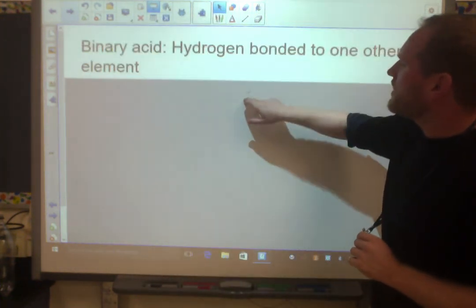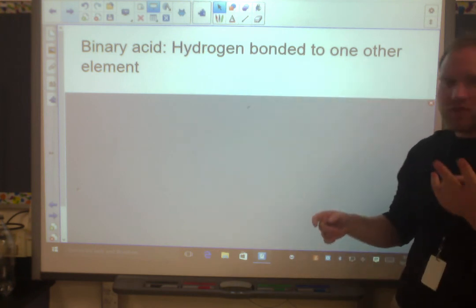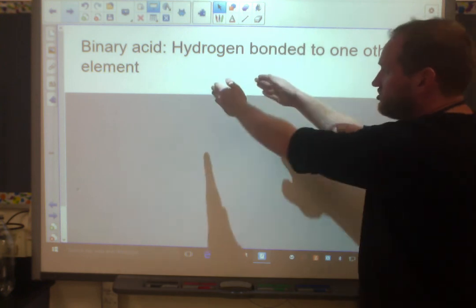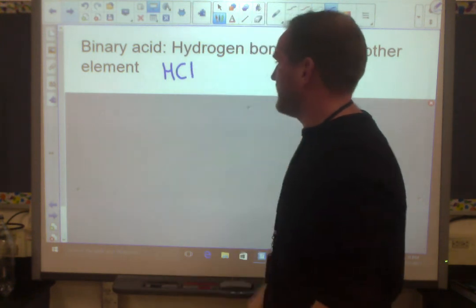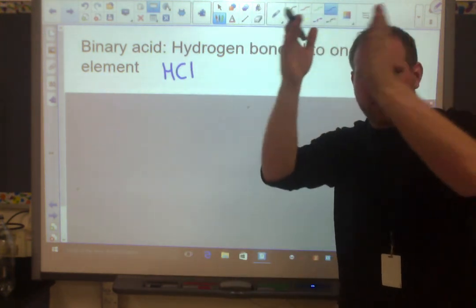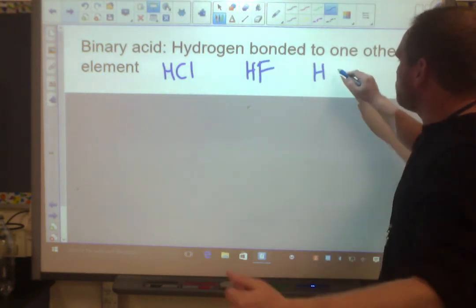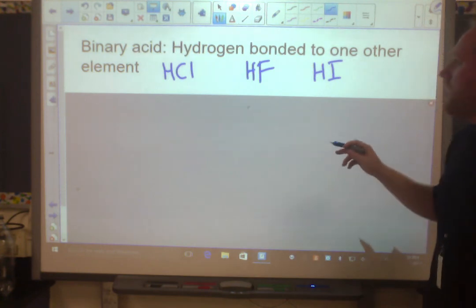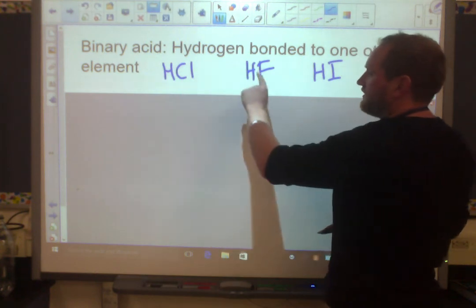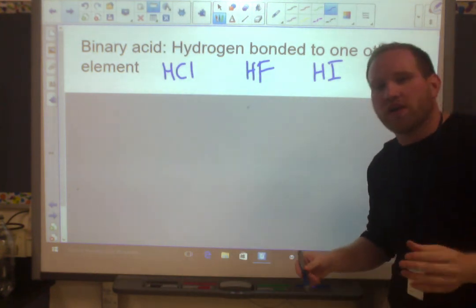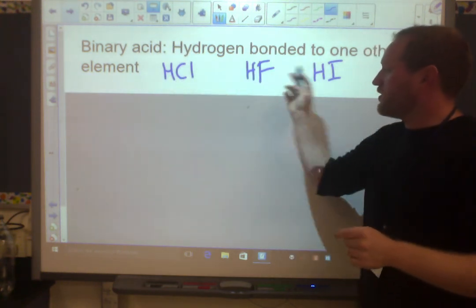A binary acid is hydrogen bonded to one other element. So binary means two. It's H and then one other element. So these are going to be things like hydrogen bonded to chlorine, HCl, or HF, or HI. Now keep in mind that second element might have a charge that's different from -1. Notice chlorine, fluorine, iodine all form -1 anions. So when they bond with hydrogen, which is 1+, they're going to form 1-to-1 ratios.